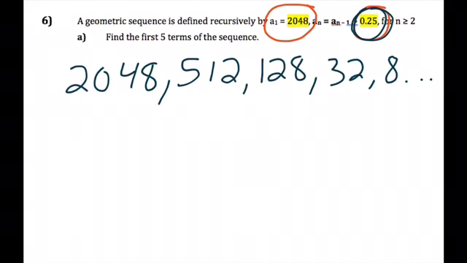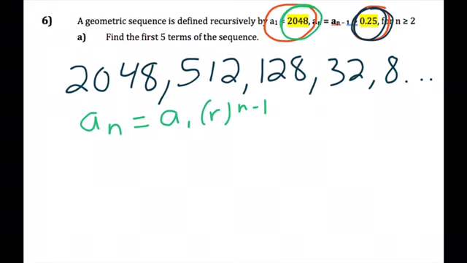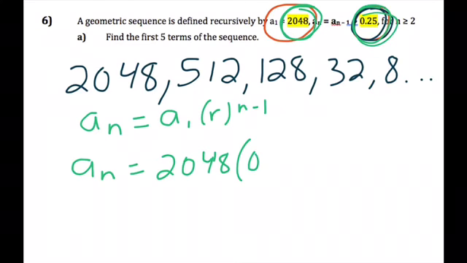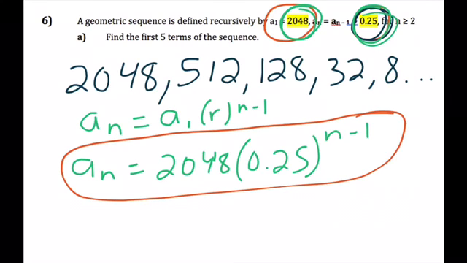Okay, now we want to write the explicit formula to represent the sequence. So my explicit formula is a sub n equals a sub 1 times r to the power of n subtract 1. So we're going to go ahead and plug in 2048 for a sub 1 and 0.25 for r. A sub n equals 2048 parenthesis 0.25 to the power of n subtract 1. This is our explicit formula, part B.